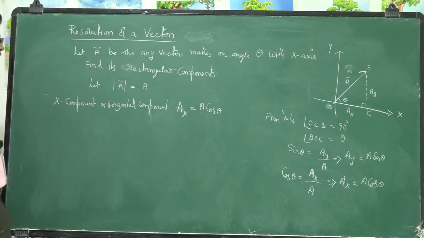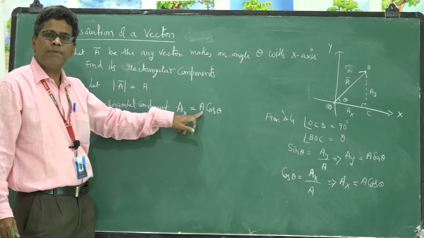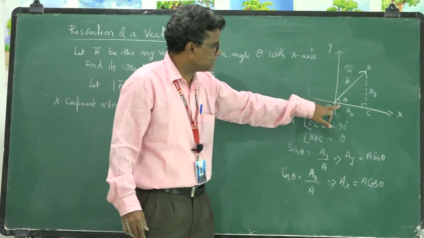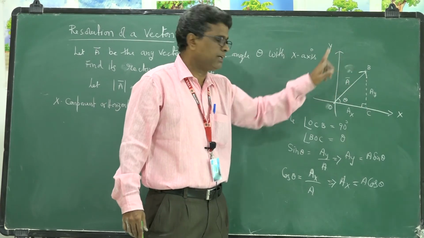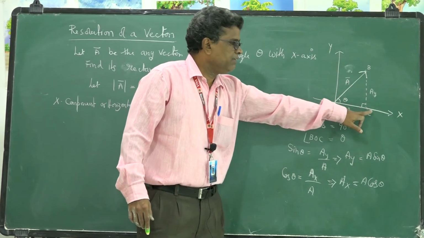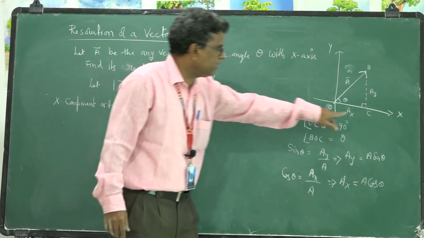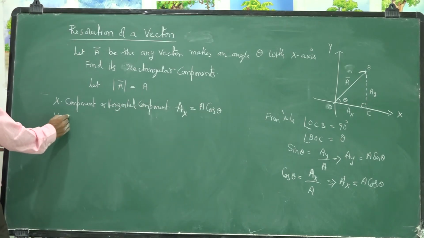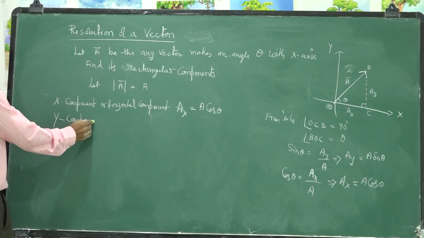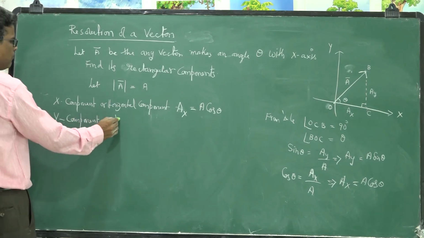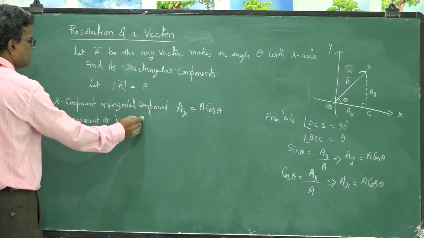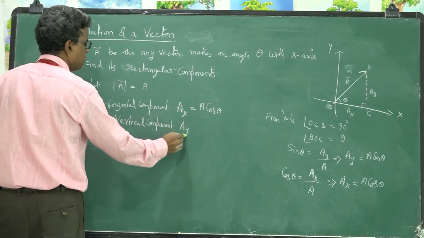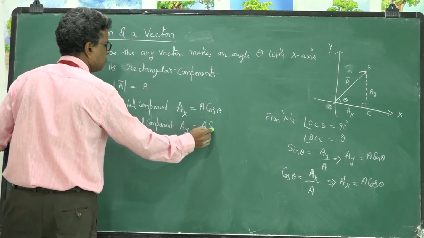If A is the given vector magnitude which makes an angle theta with the x axis, this is the orientation of the vector. Then what is its component? Horizontal component is A cos theta. Similarly, the y component, or vertical component, AY is equal to A sin theta.